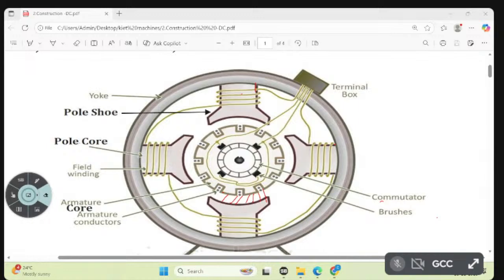We are making the poles of cast iron. Those poles are not permanent magnets. We are making them into magnets. That's why we require winding.